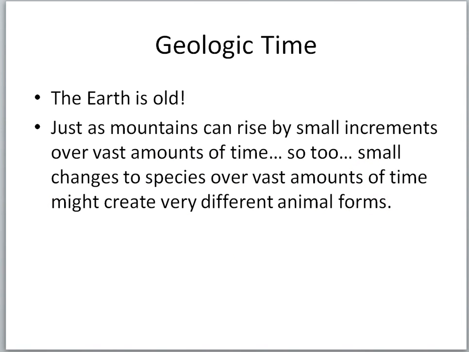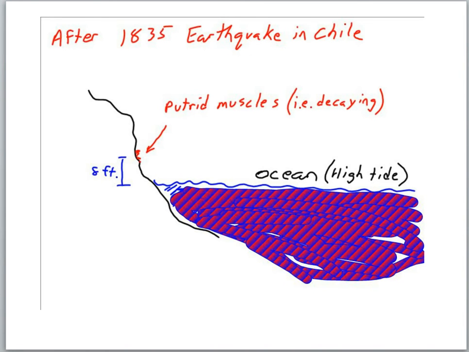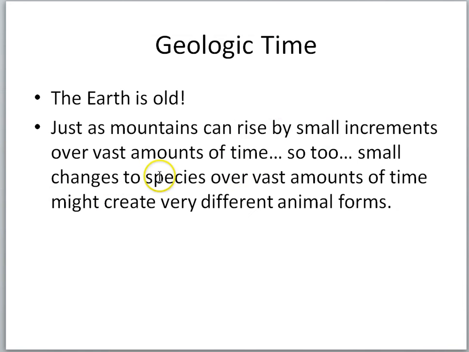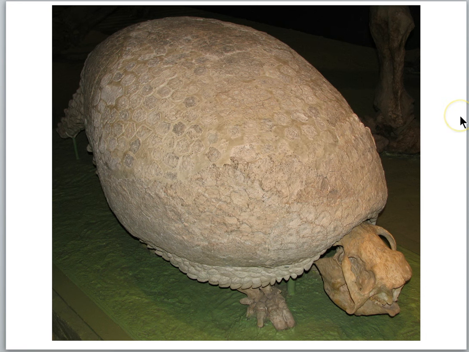So here the idea is, if the Earth can be transformed in really big ways by small processes happening over vast amounts of time, leading to very big differences, like a mountain instead of an ocean floor, well, then perhaps the same thing was happening to living things, that perhaps species were changing over time. To give an example of this, consider this creature right here.